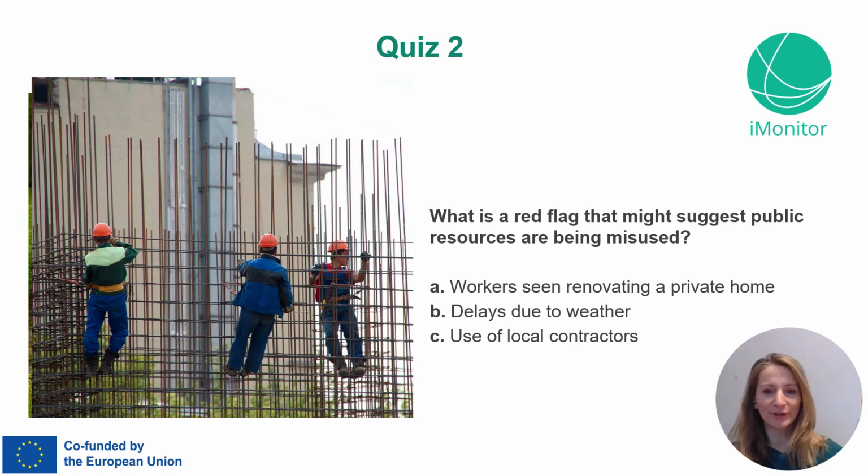Alright, time for the next quiz. This one is short and not very difficult. When you are watching how a public contract is carried out, what is one red flag that could signal public resources are being misused? Pick the answer you think fits best. A. Workers that were supposed to renovate the public building are seen renovating a private house. B. Delays of the contract progress due to the weather. C. Use of local contractors.